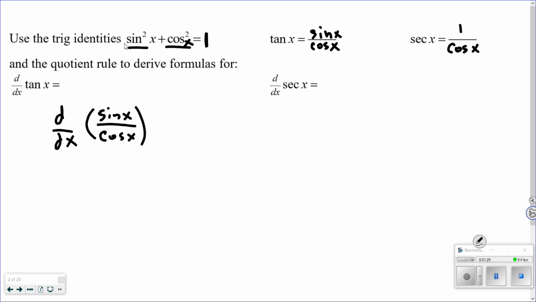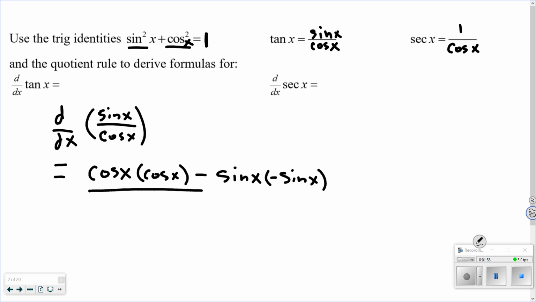Now, this is a quotient, right? We've got sine of x divided by the cosine of x, so I'm going to have to use the quotient rule. So that derivative equals, I take the bottom, cosine of x, times the derivative of the top. The derivative of the sine of x is the cosine of x. Minus, I take the top, sine of x, times the derivative of the bottom. The derivative of the cosine of x is negative sine of x, all over cosine squared of x. Okay, so that's all just using the quotient rule.